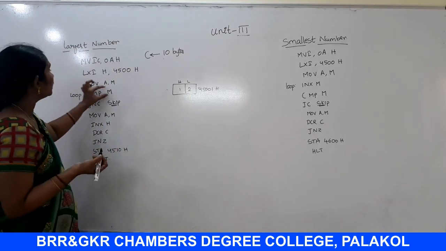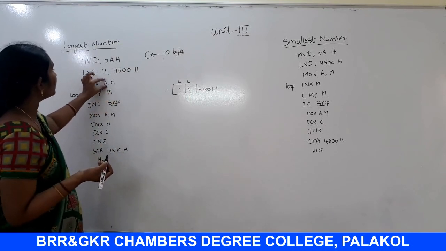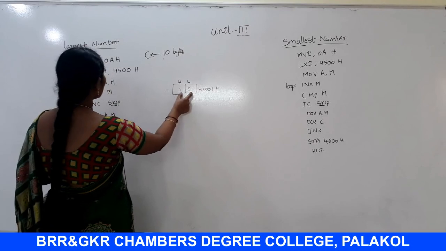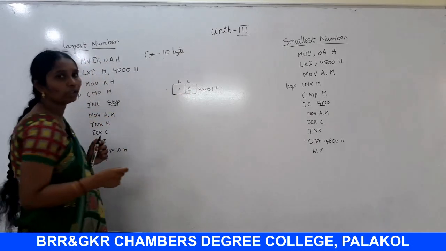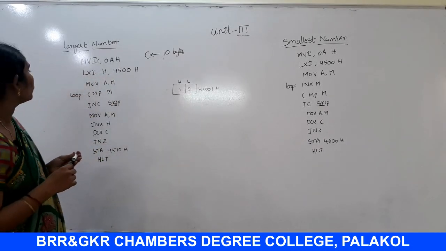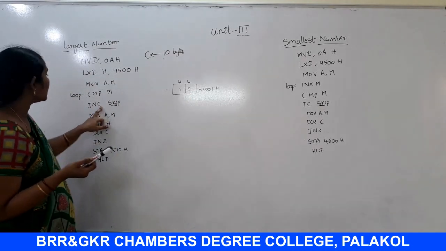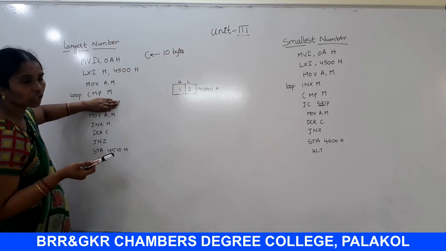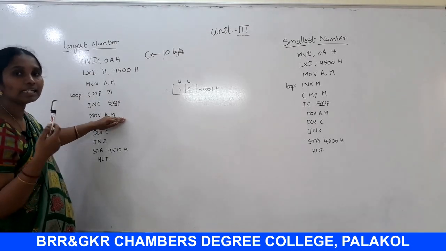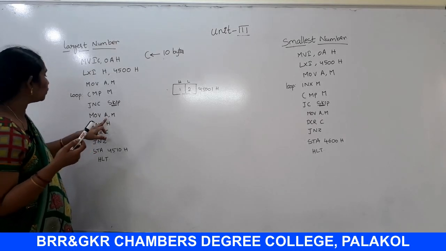Next, compare memory. That means a comparison operation is performed between the accumulator and the memory. Whatever data is there in this memory location is compared with the accumulator. Then, jump no carry. That means if no carry is generated, skip this instruction and move A comma M. Whatever data is there in the M memory location is moved to A here.